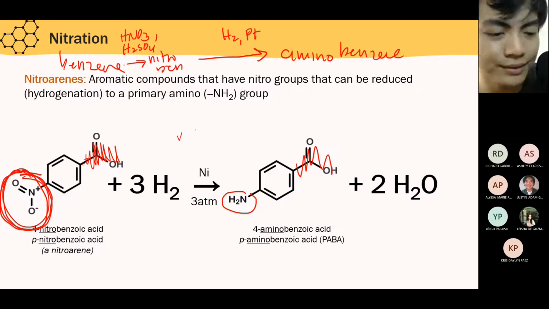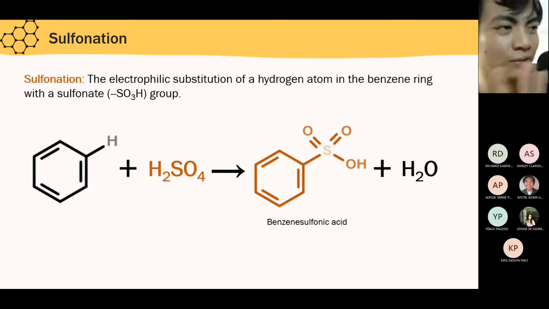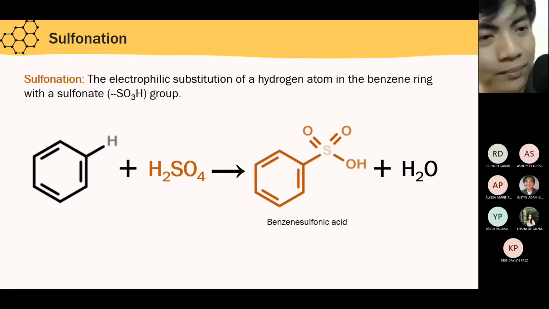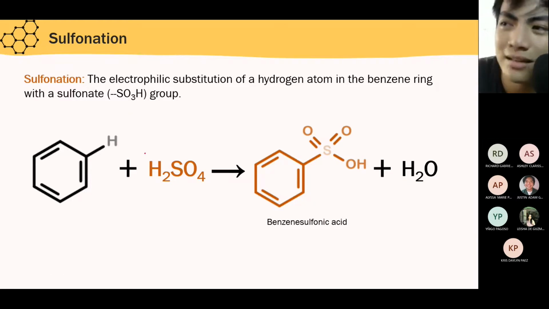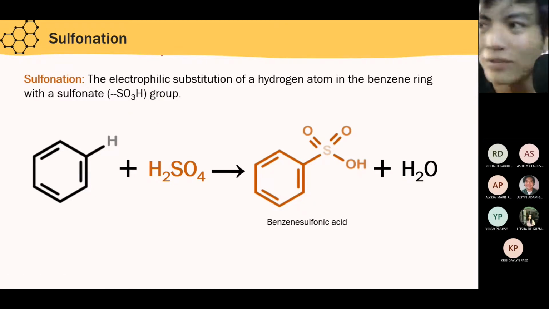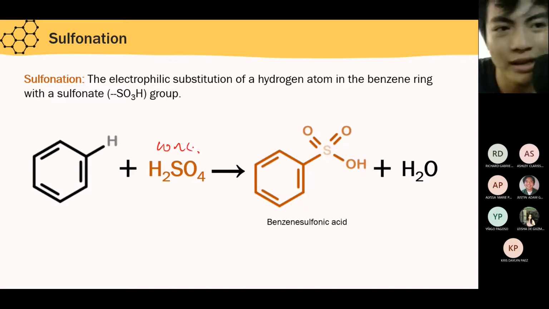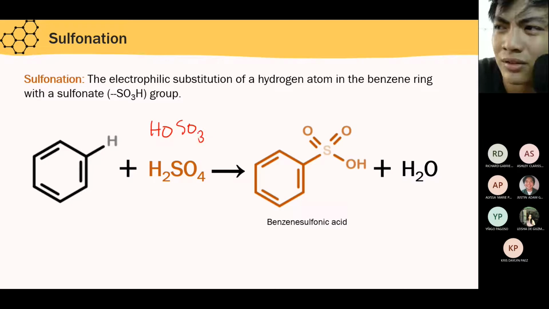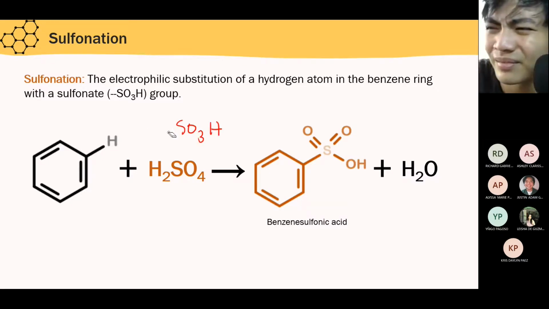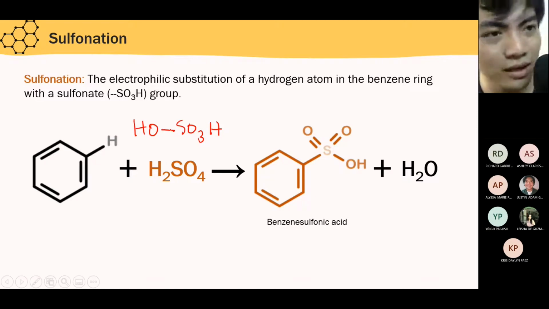The fourth reaction of benzene will be the sulfonation. Here, what you need is just sulfuric acid. You put the sulfuric acid itself, concentrated sulfuric acid, very concentrated. So how does it attach? I will rewrite this as HOSO3H. Try to memorize the things I rewrite.